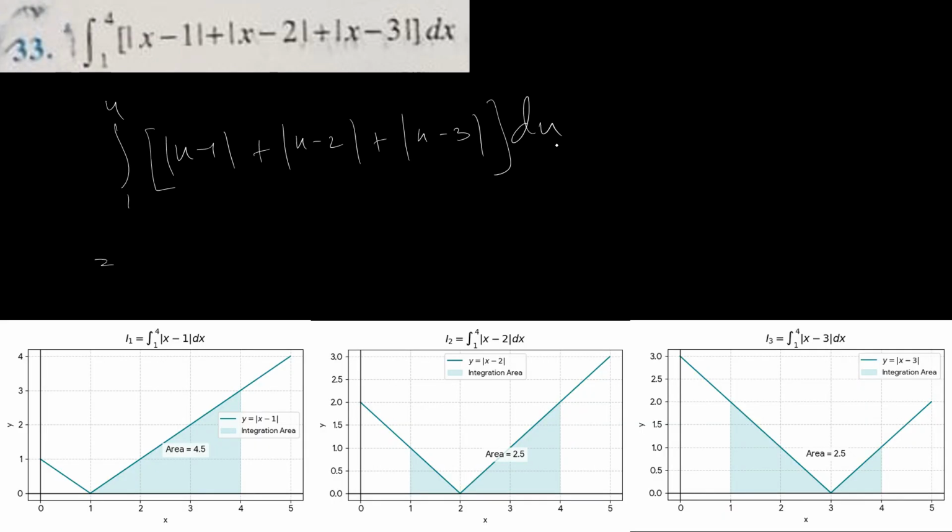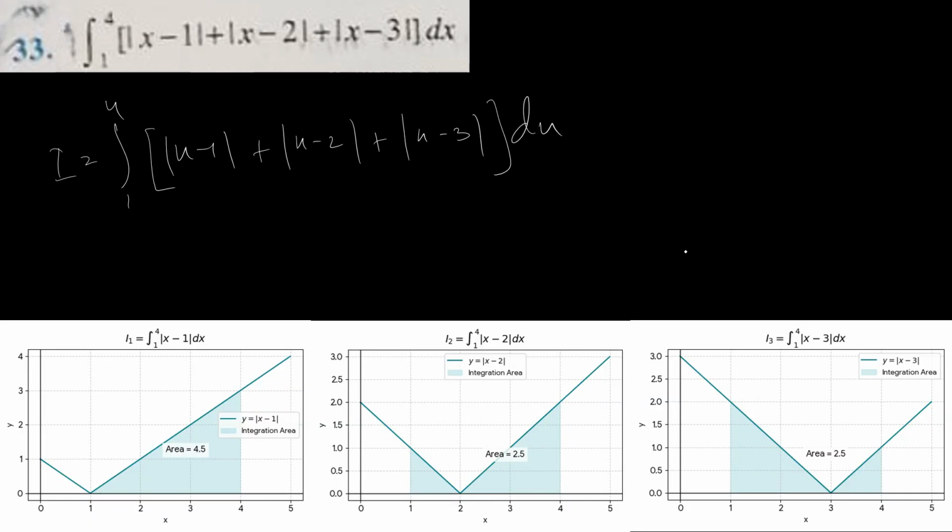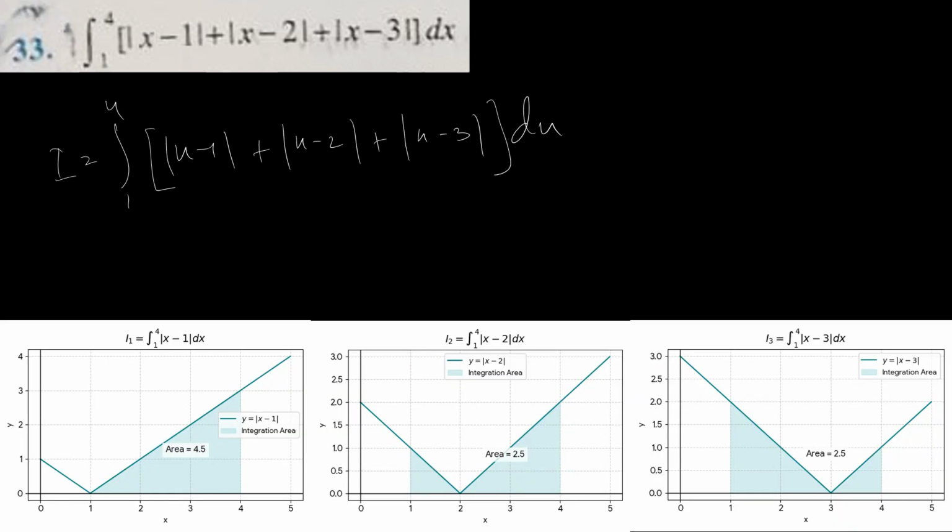I will split the integration: 1 to 4 modulus x minus 1 dx, plus 1 to 4 modulus x minus 2 dx, plus 1 to 4 modulus x minus 3 dx. So here you see the first integration, modulus x minus 1.